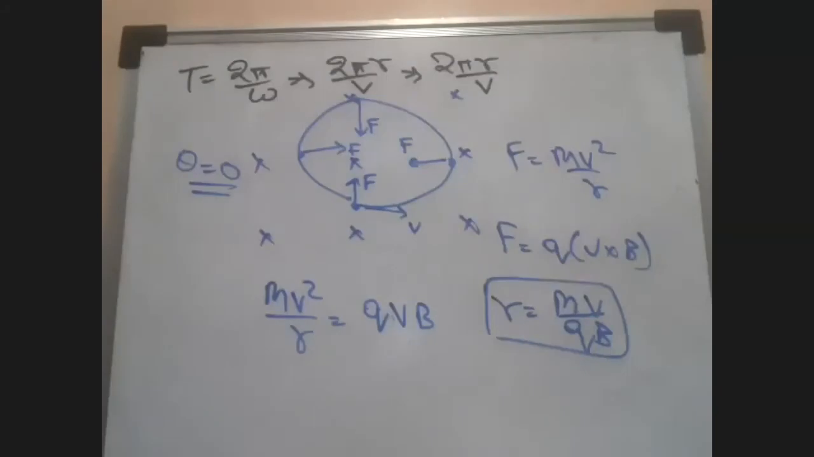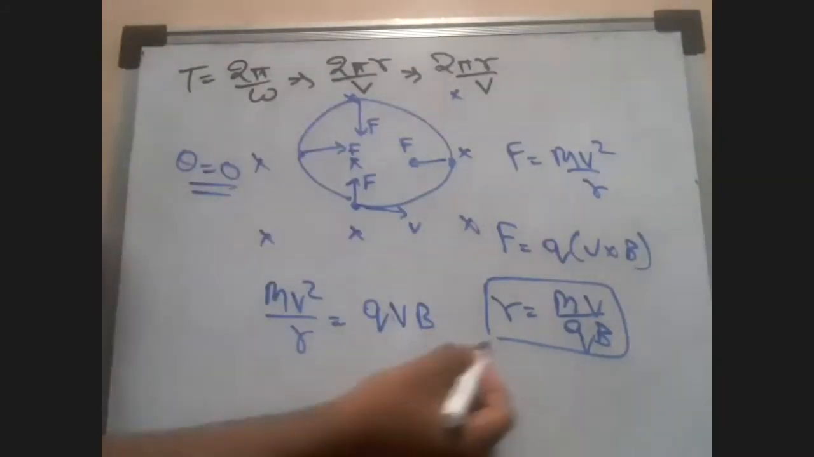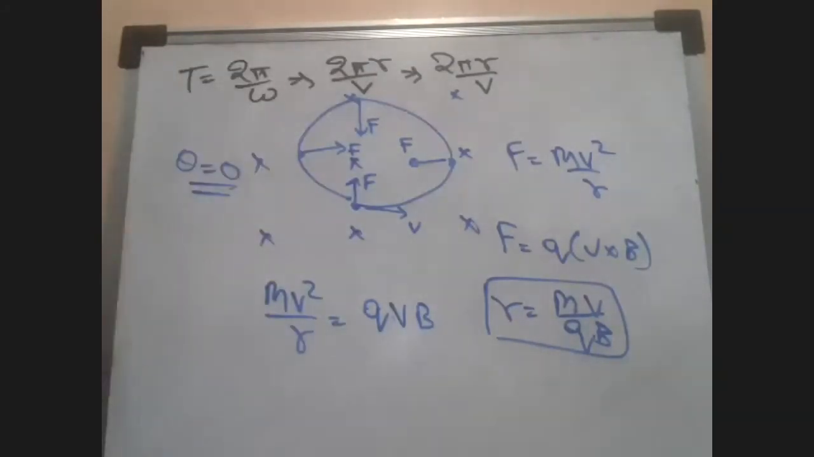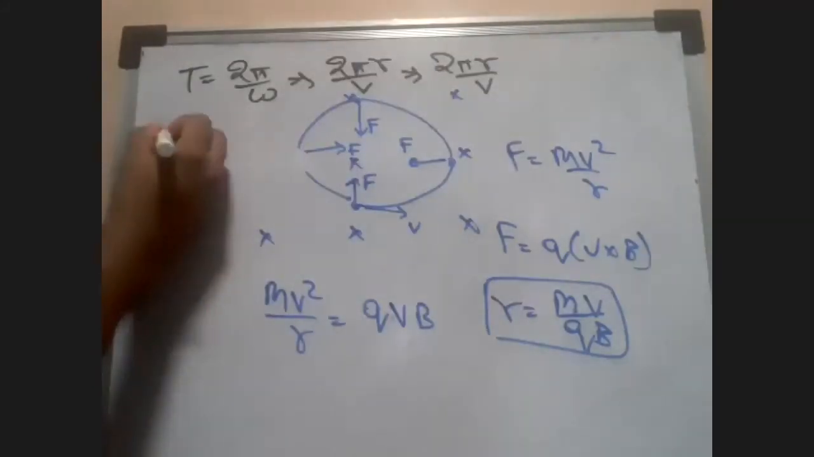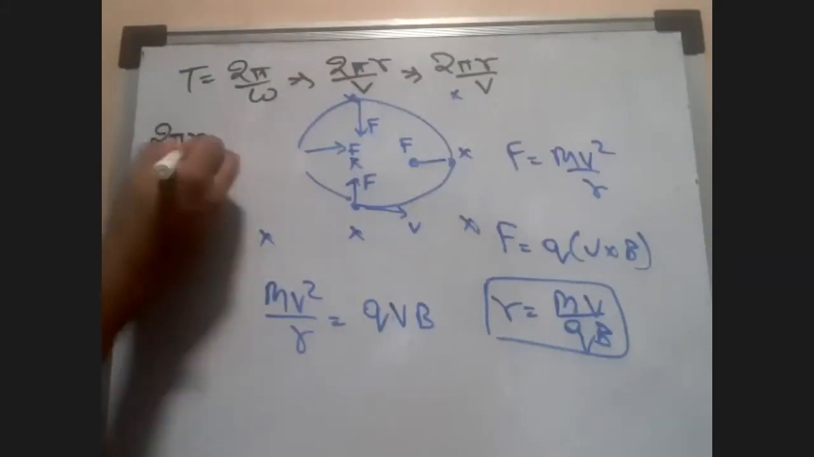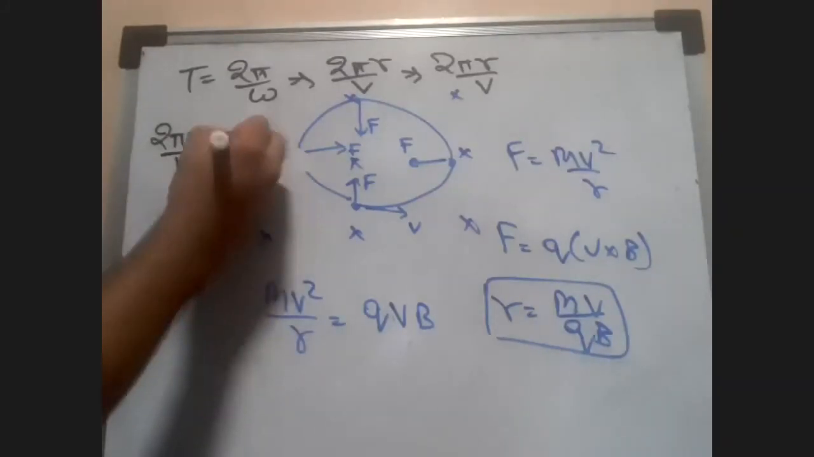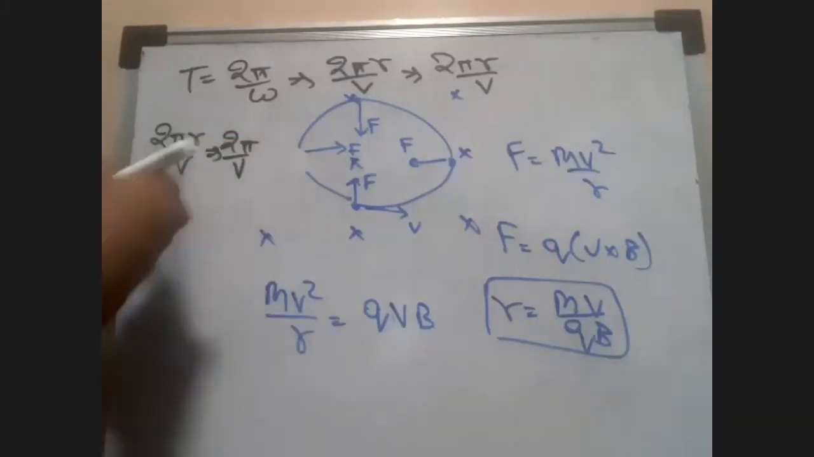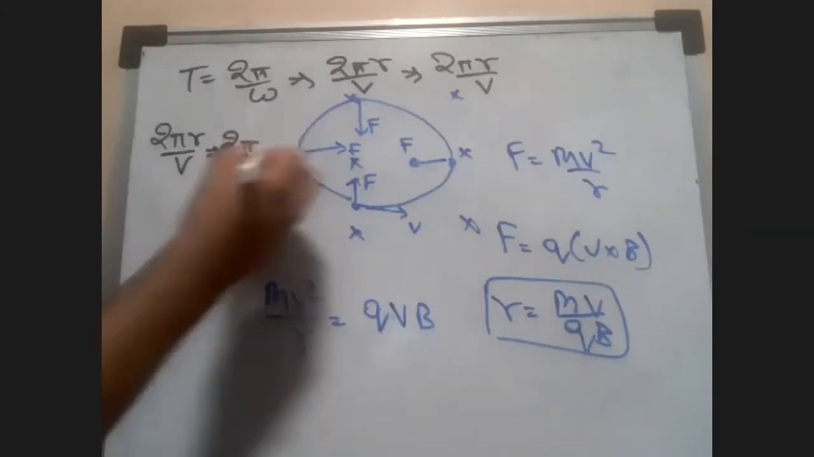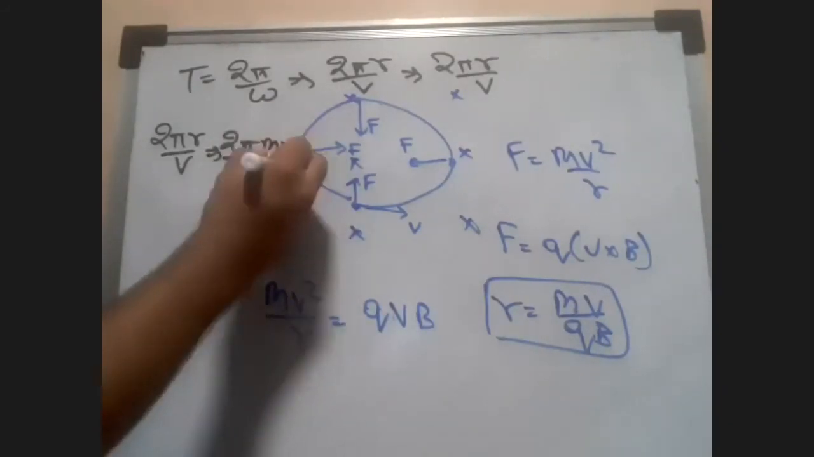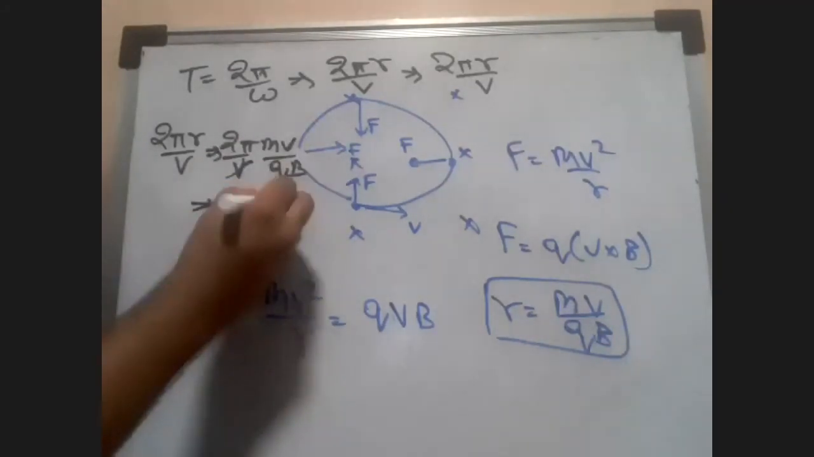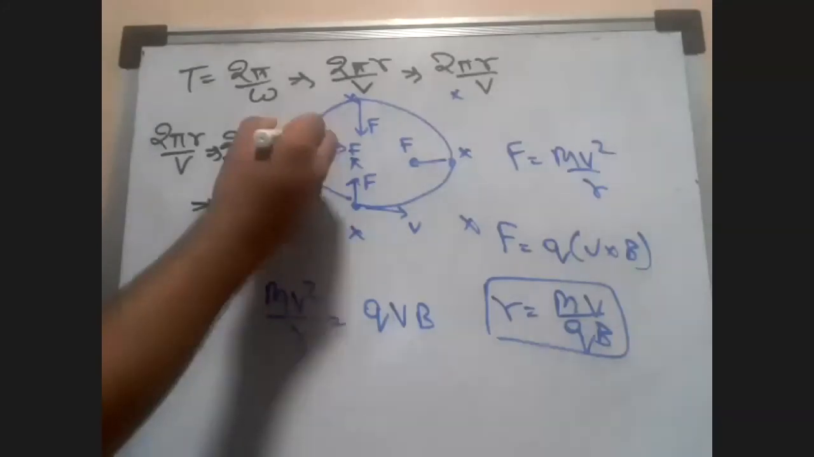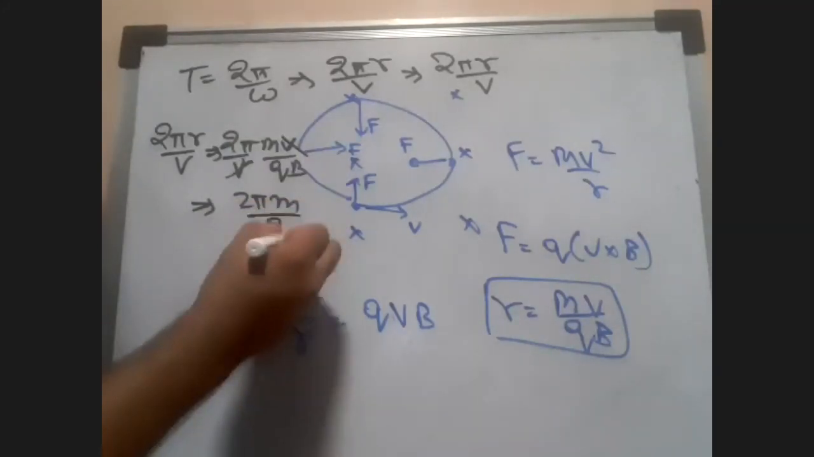Now students, substituting the value of this radius here, you will see a major thing over here. Please don't miss this. If I substitute r in 2 pi r by v, I can even find the ratio r by v directly, which is m by qB. In that case, v and v get cut. What I'm getting is 2 pi m by qB.